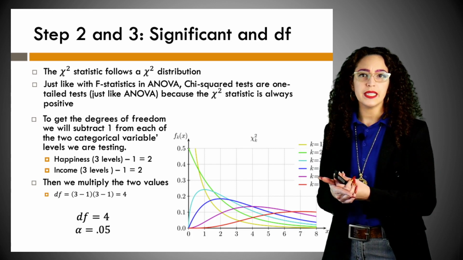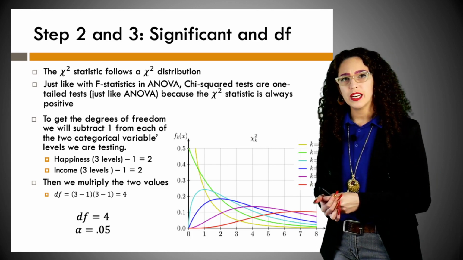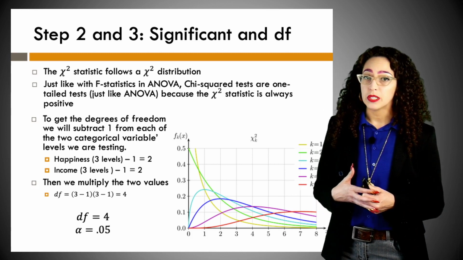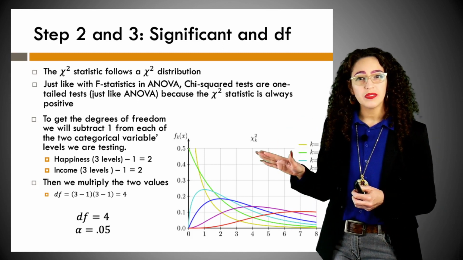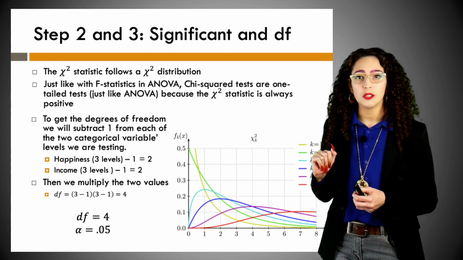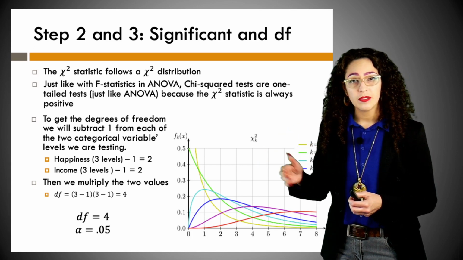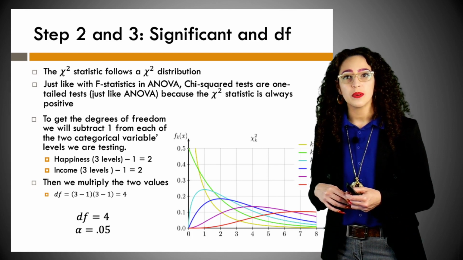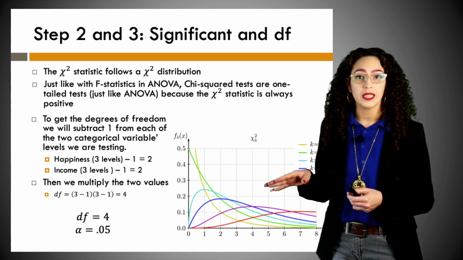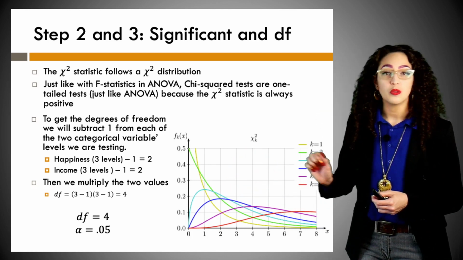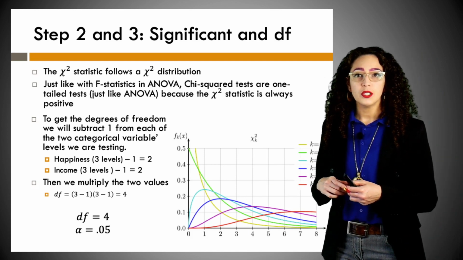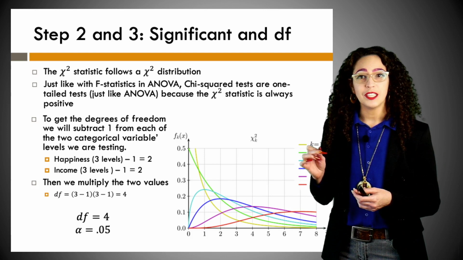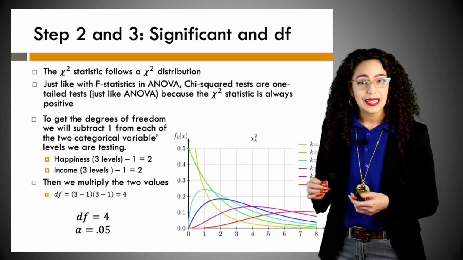Steps 2 and 3. How about them degrees of freedom and level of significance? Well, we are going to test at the 0.05 as usual, but let's also briefly look at this chi-squared distribution. The chi-squared statistic follows a chi-squared distribution. Just like F-statistics in ANOVA, chi-squared tests are one-tailed because just like in ANOVA, they are always going to be positive.